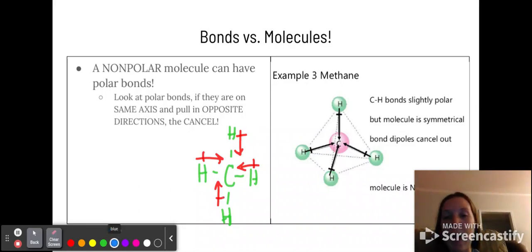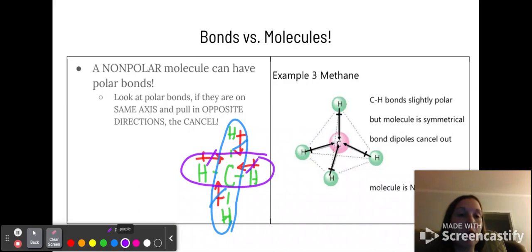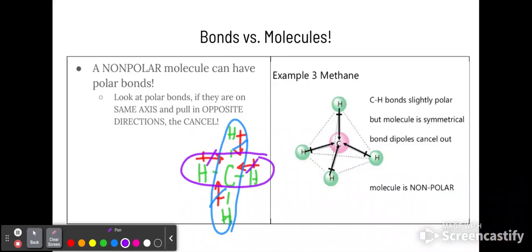Well, if you look at the axes, they are all pointing in opposite directions because they're all pointing towards the carbon. So if we first look at my y-axis, you can tell these two arrows are pointing in opposite directions and they're on the same axis. So these polarities will cancel each other. Then if you look on the x-axis, you will see that these two are also pointing in opposite directions and they're on the same axis, so they cancel. So this molecule itself would be nonpolar, even though it has polar bonds. So pause the video, draw that, so you can have that in your notes if you need it.